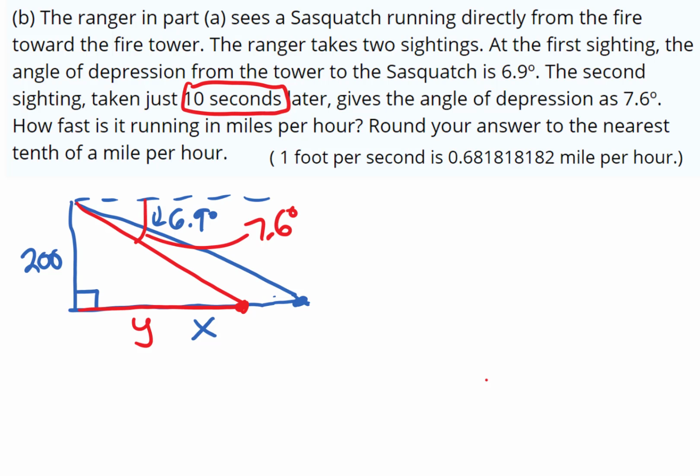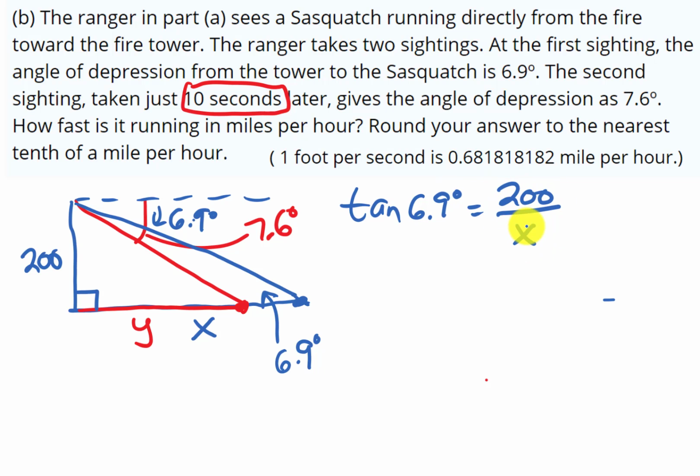So let's look at the first sighting. And so we want to find that X, and we had the angle of depression was 6.9. We could also label this angle in the triangle as 6.9 using that idea of alternate interiors. And then we could have opposite, which is 200, over adjacent, which is X. So the tangent of 6.9 degrees would be opposite over adjacent. Now we need to solve that for X, so we could multiply both sides by X and divide both sides by tangent 6.9 degrees, and we would have X equal 200 divided by tangent of 6.9 degrees.